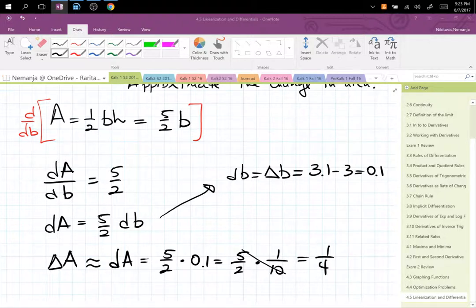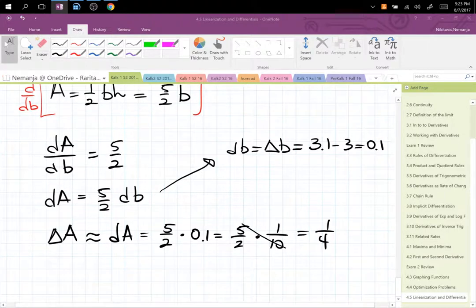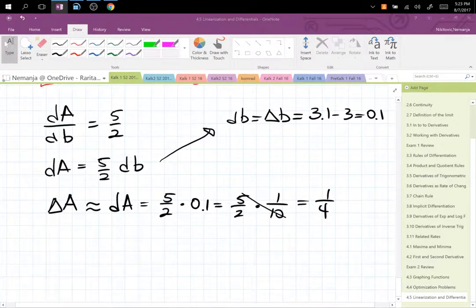So we are approximating that with the base growing 0.1 unit, the area will grow a quarter of a unit squared to accommodate for that growth. You can calculate the exact value, but exact takes a lot more computation, and you mainly might use the calculator, right?